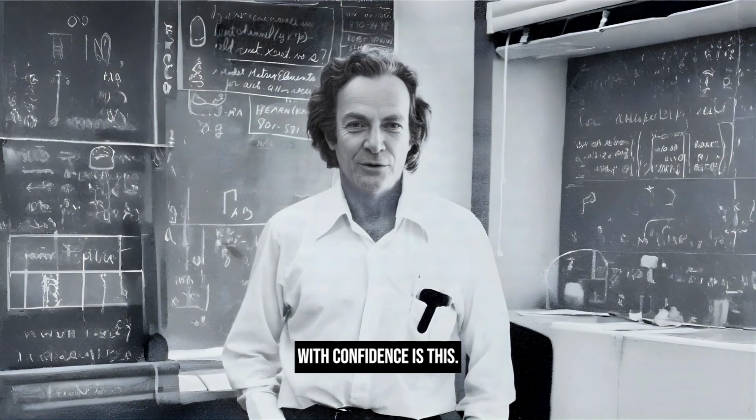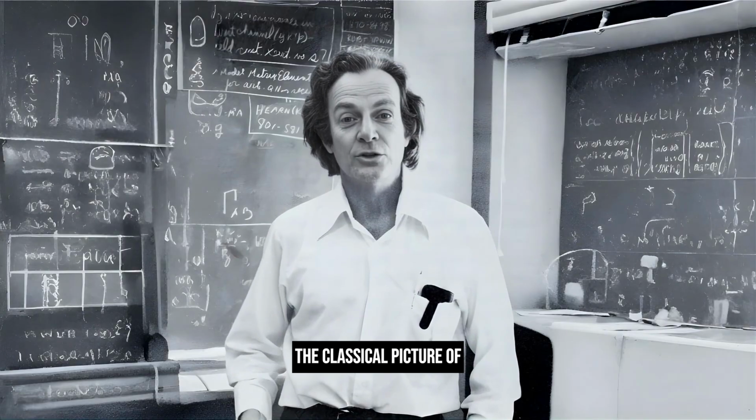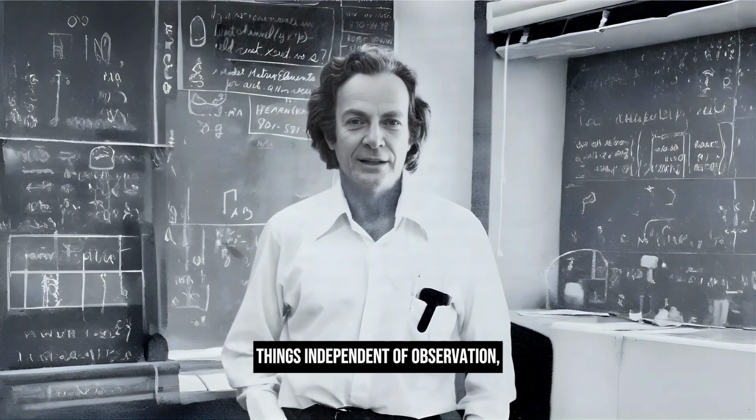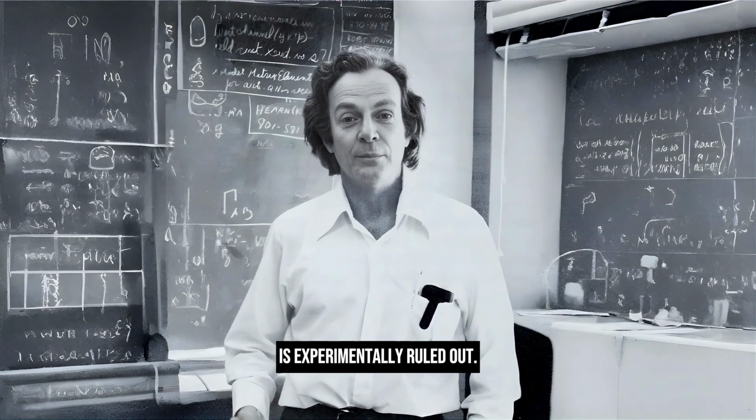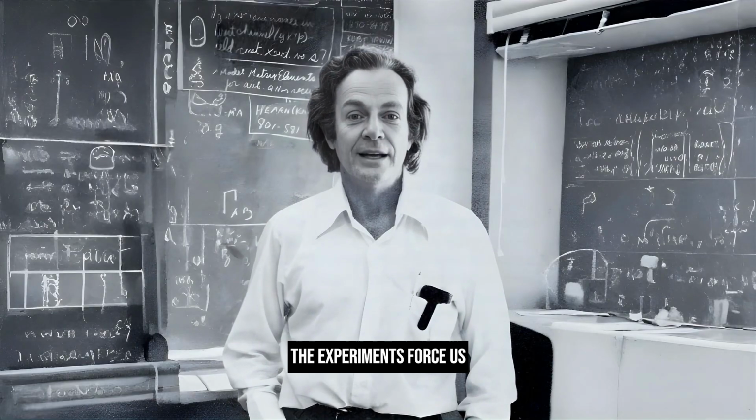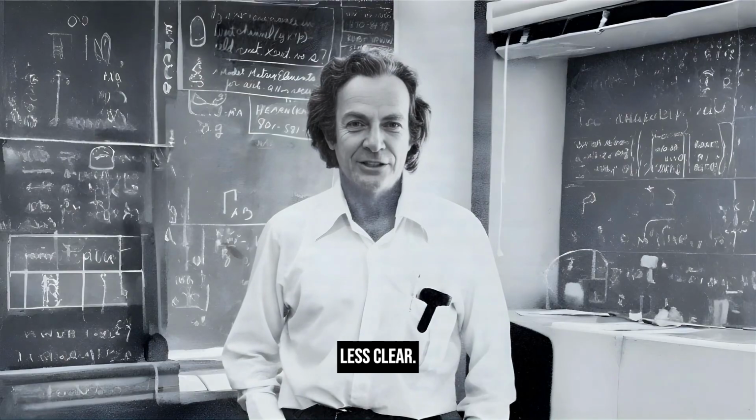What we can say with confidence is this: the classical picture of reality, where objects have definite properties, existing in definite places doing definite things independent of observation, is experimentally ruled out. It's not a matter of interpretation or philosophy. The experiments force us to abandon that picture. What replaces it is less clear.